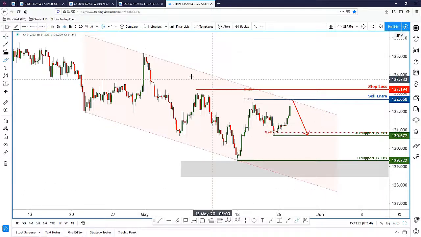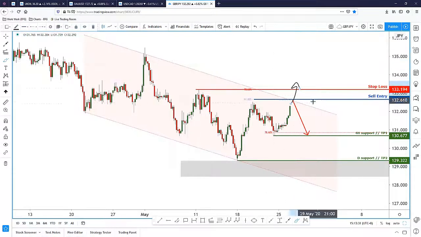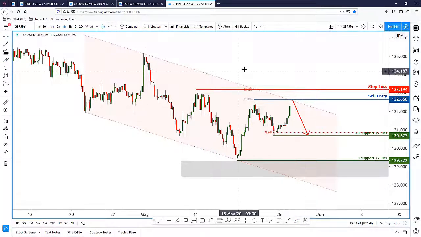Right? Why is my stop loss over here at the daily resistance? Because should price break above the stop loss, it will mean that price has broken out of this bearish channel to the upside and also surpassed the previous high, failing to make a lower high, which tells us that the trend is no longer bearish. All right, so this will be the trade of the day for the pound yen.